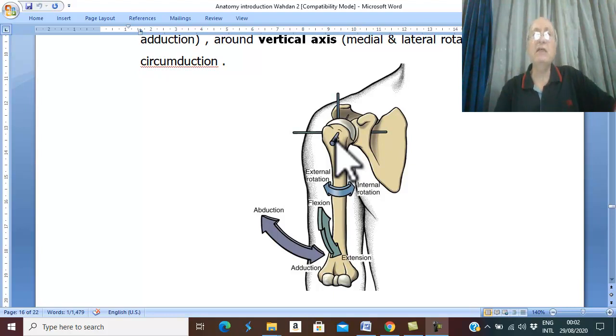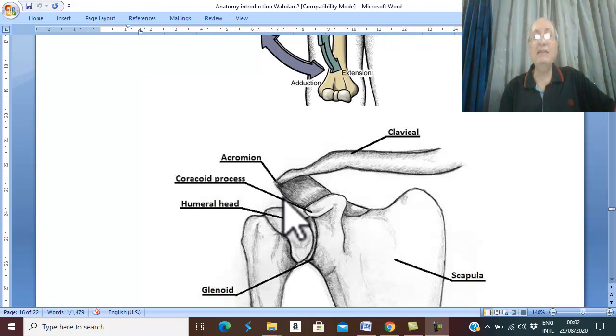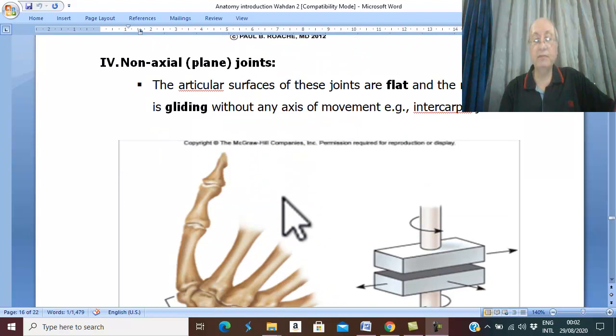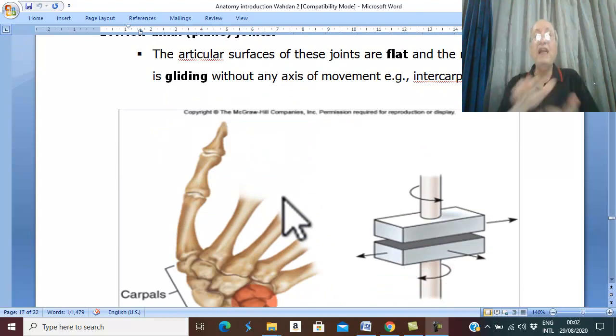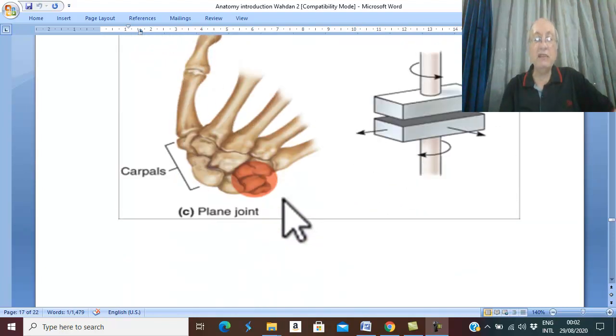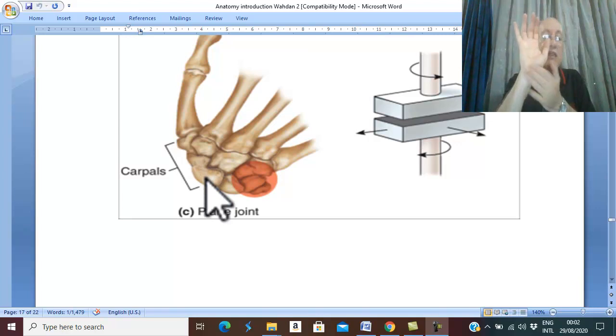Finally, there is the no axial joint. What is the no axial joint? Plane joint. 2 flat surfaces allow just gliding or sliding movement without any axis. The most famous is the joint between these small bones. We said before, these small bones in the wrist region are called the carpal bones.